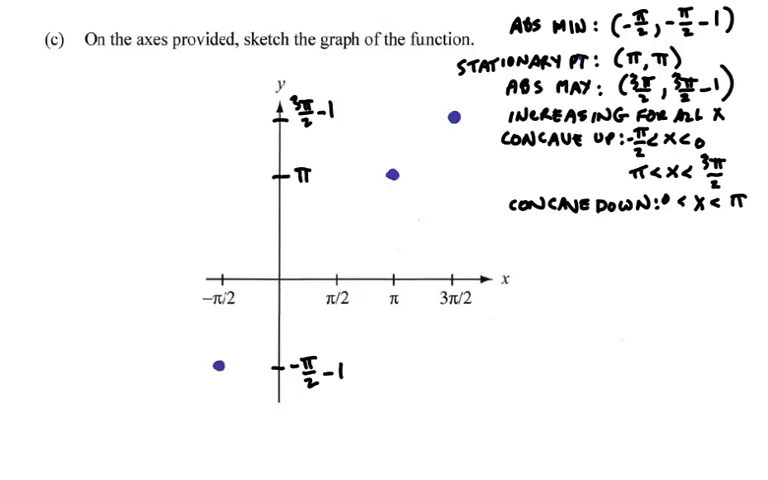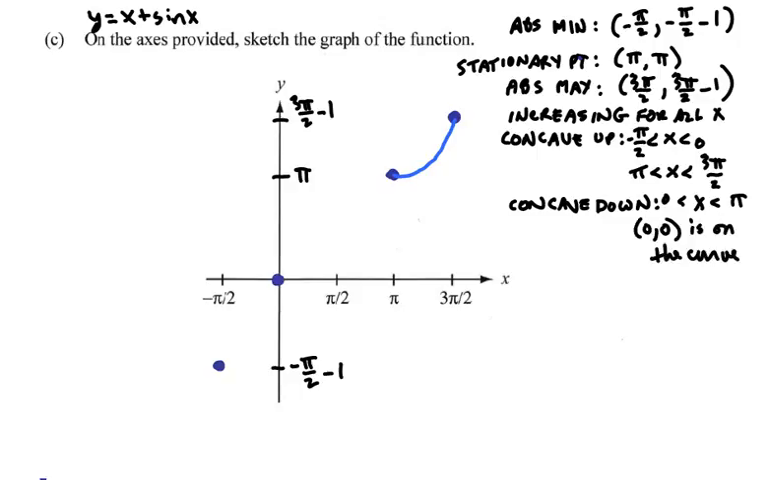Now I know the function is increasing for all x. The only thing that I do have is a stationary point at (π, π), and following that the function is going to be concave up. So that last leg of it might look something like that. I don't have here the value when x is equal to 0, but because the original function is x plus sin x, then at 0 my y value is going to be 0 also. So I'll add that to my list of facts and add that point.